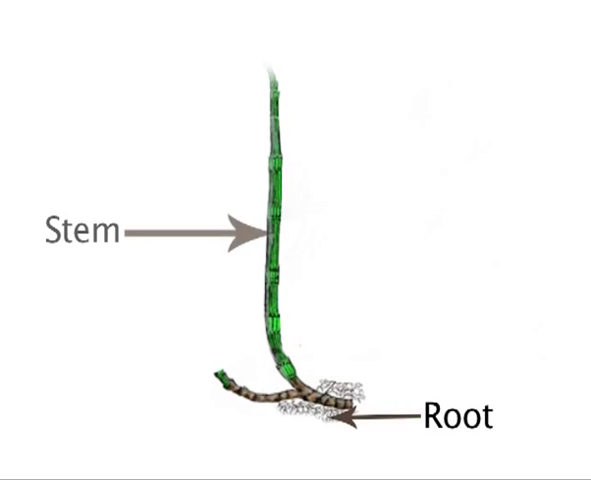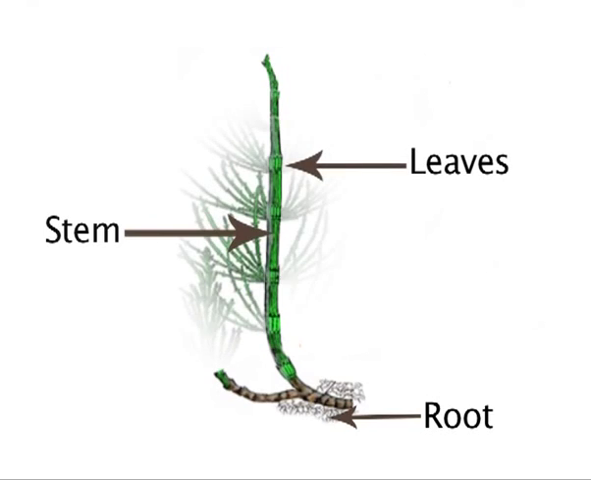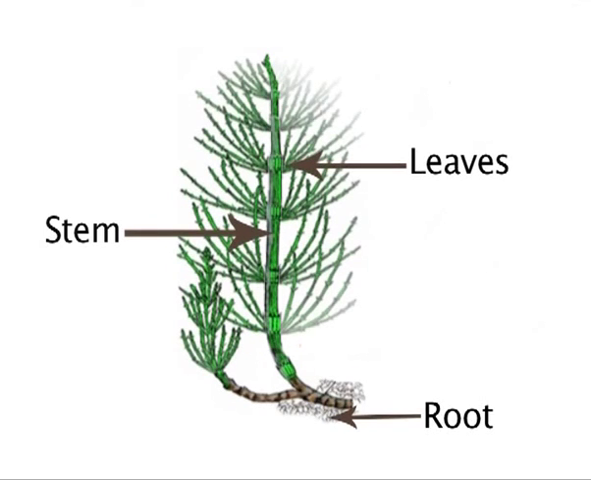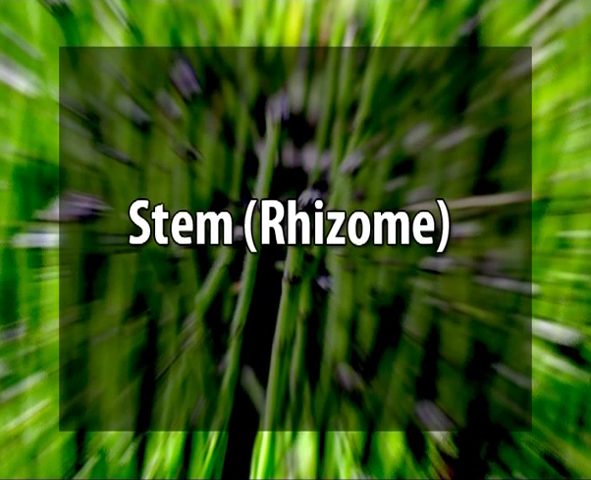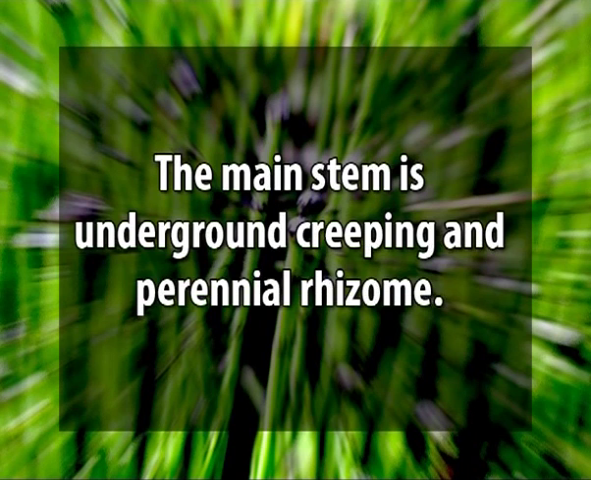The sporophyte of Equisetum has a perennial, branched and creeping underground rhizome, which gives annual erect aerial branches. The sporophyte of Equisetum is differentiated into stem, root, and leaves. Let us discuss first its stem, which is also called the rhizome. The main stem is an underground, creeping and perennial rhizome.